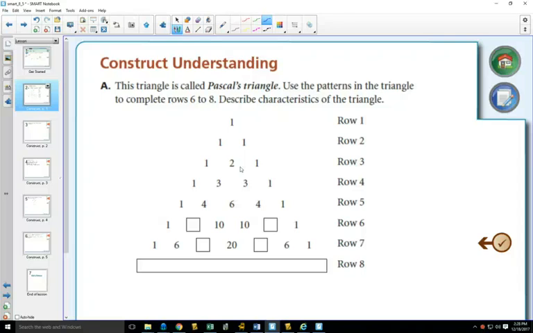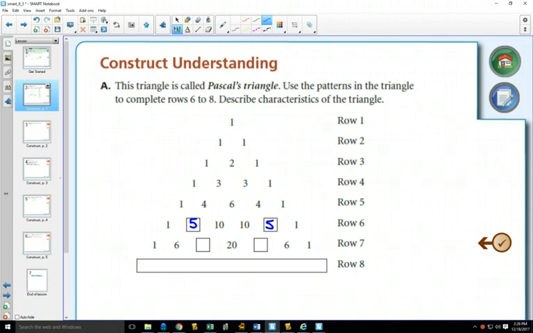So now that you've been looking for a while for the pattern in Pascal's triangle, what number goes in here? 5. What strategy did you use to figure out that that would be 5? 1, 2, 3, 4, 5. Nice strategy. Good. How about this one? That's also 5. Did you use the same strategy? 1, 2, 3, 4, 5?